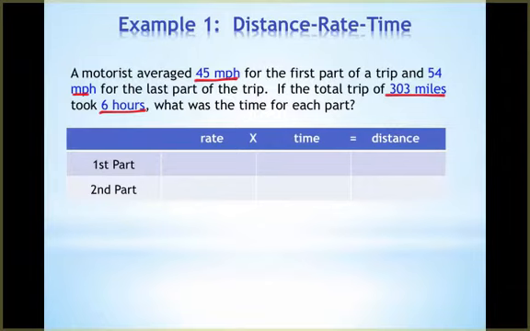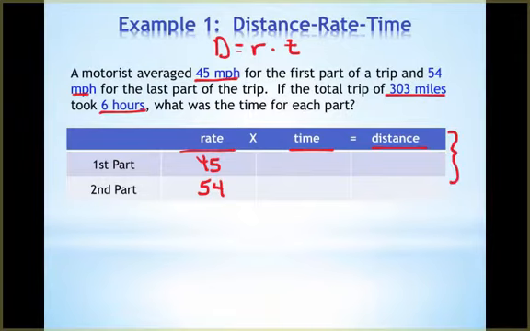So what we've done is we've constructed a table here. Since we're doing a distance, rate, time problem, remember that our formula is distance equals rate times time. So we've got a column for rate and a column for time, and if we multiply those together, we get distance. For the first part of the trip, we know his rate was 45 miles per hour. For the second part of the trip, it was 54 miles per hour. We know that the total trip, which would be the distance, so the total of those two parts would be 303, and we know that the total time would be 6 hours.